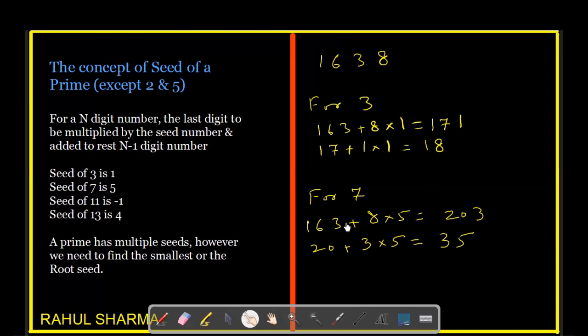Let's check for 7. The first step is to multiply the seed of 7 with the last digit, which is 8 into 5, and add to the rest of the numbers. So it becomes 163 plus 8 into 5, which is 203. Reapply this step again. It becomes 20 plus the last digit of 203, which is 3, into 5, which is the seed of 7. So it becomes 35. 35 is divisible by 7. Hence, 1638 also becomes divisible by 7.